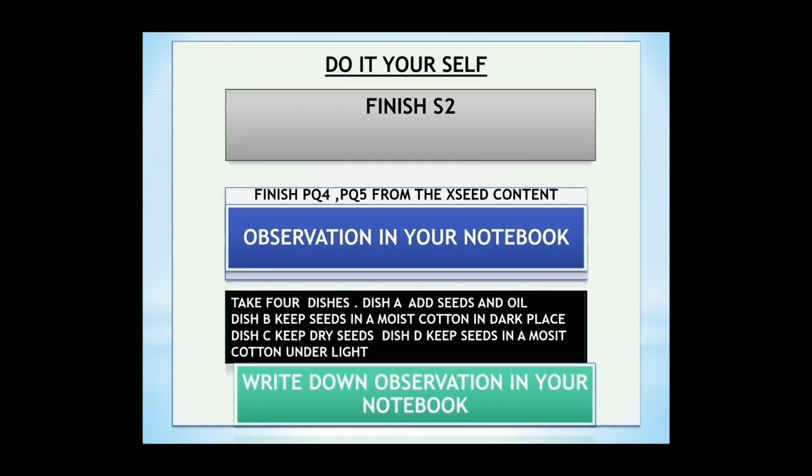Finish page S2, practice question 4 and practice question 5 from the Exceed content book and write observation in your notebook. Take 4 dishes. Dish A, add seeds and oil. Dish B, keep seeds in a moist cotton in dark place. Dish C, keep dry seeds. Dish D, keep seeds in a moist cotton under light. Write down observation in your notebook.